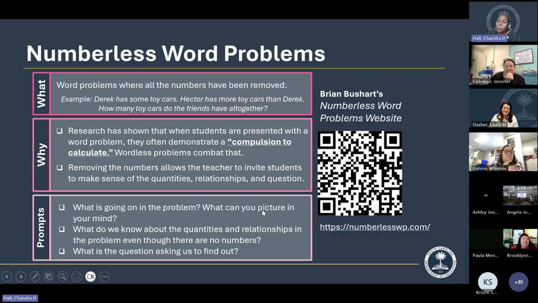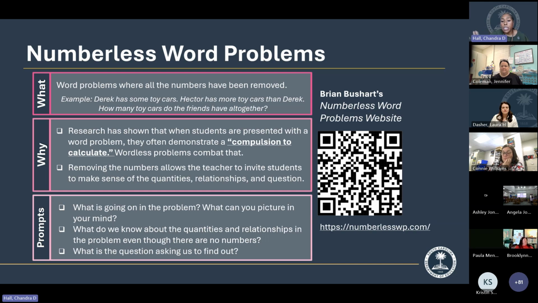So this just opens that door for us to invite them to a discussion about the quantities, what's happening in the word problems. And then once they do that, we can add the numbers in and decide what we're going to do. Some prompts that we can give our students: what's going on in the problem? What can you picture in your mind? What do we know about the quantities and the relationships in the problem, even though there are no numbers? And what is the question asking us to find out?